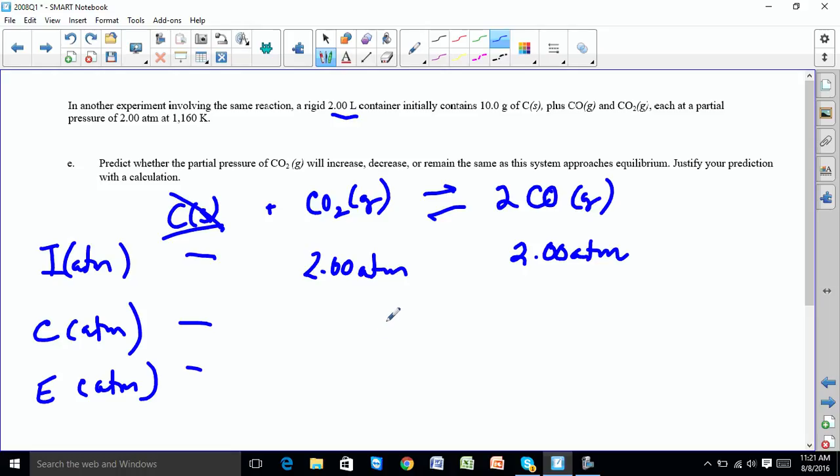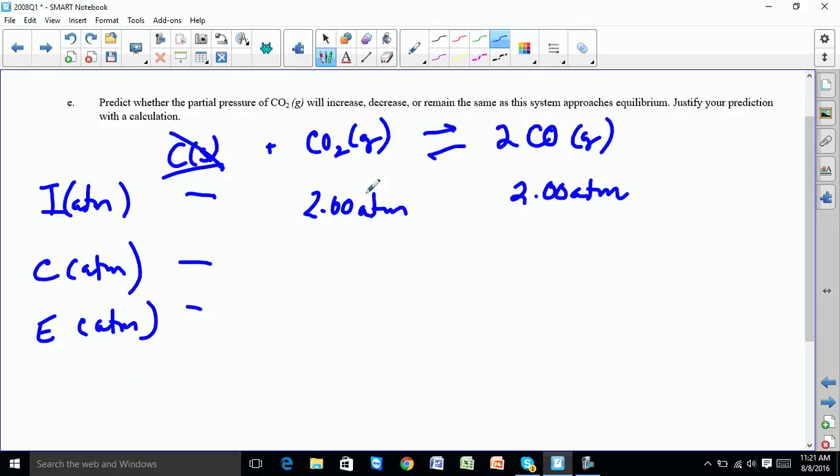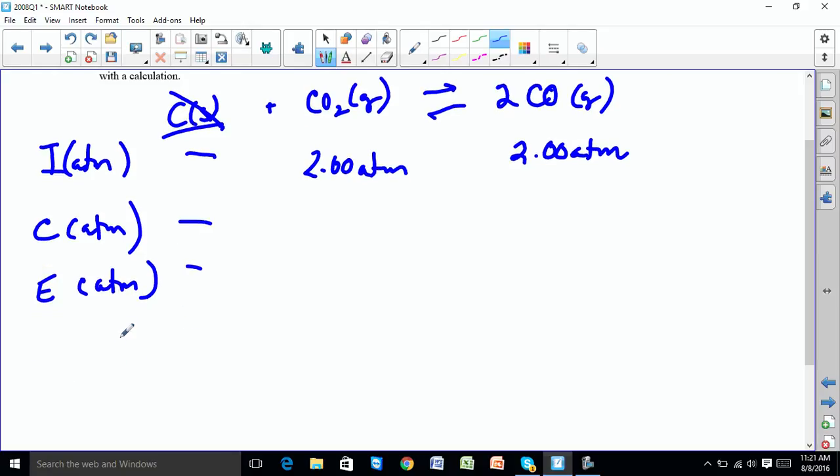And the question is, well, it's easy when this is 2 atmospheres and this is 0, because you can only go up from 0. But which way is the partial pressure of the CO2 going to go: increase, decrease, or remain the same as it approaches equilibrium? So I'm just telling you the background. This is what you do. You calculate Q, which is called the reaction quotient. This is what you call K when you're not at equilibrium. You're at initial. And we know that this is the equation for both Q and K.